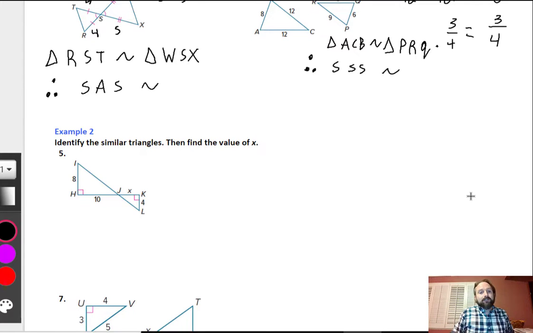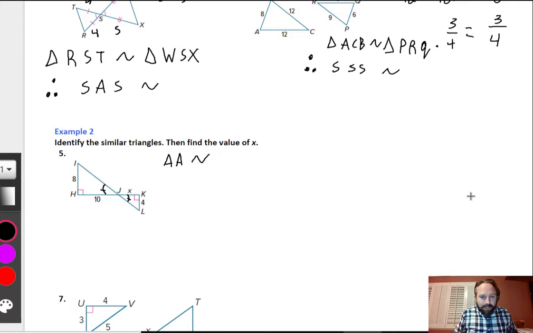Now, if I have this right here, this is what we call a vertical angle. These are congruent. And now we understand this is going to be angle-angle similarity. With angle-angle similarity, we understand that these two triangles are similar because we have two angles that are congruent. All right, now we have to just figure out which ones are which.